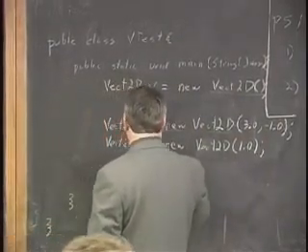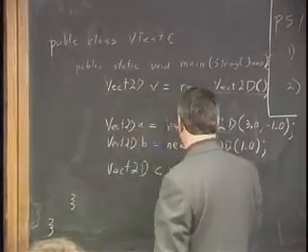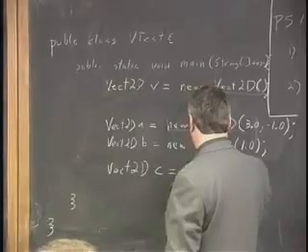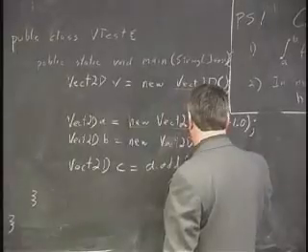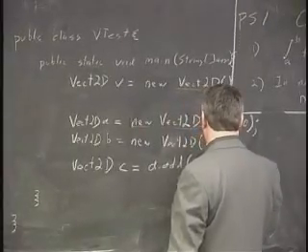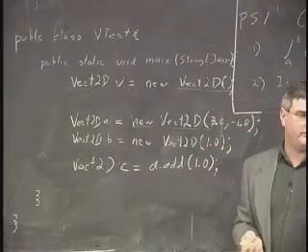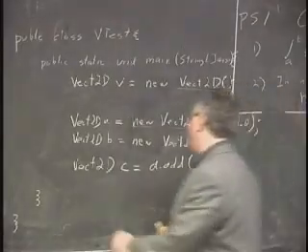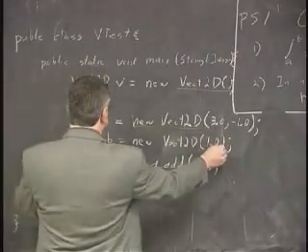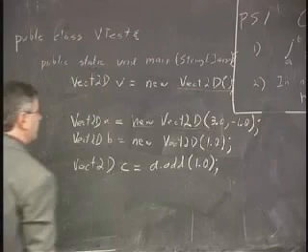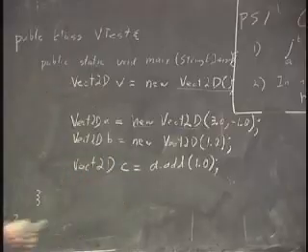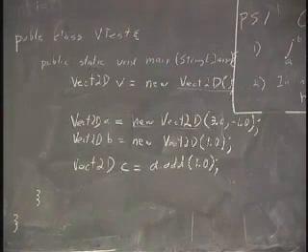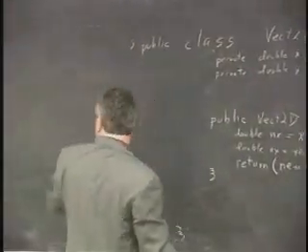I'd like to be able to write vec2d c equals, and take a vector and add just a double to it. The semantics of that should be just like I made a new vector with my unary constructor, and then did the add operation. So we can do this one as well.